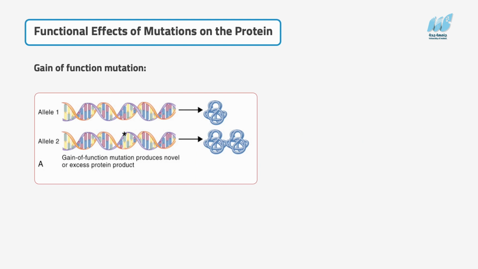Now we will talk about the functional effect of mutation on the protein level. It's useful to think of mutations in terms of their effect on the protein product. Broadly speaking, mutations can produce either a gain of function, a loss of function, or a dominant negative effect. Gain of function, as we see in the picture, results in a novel protein product, or it can also result in overexpression or inappropriate expression in the wrong tissue or wrong stage during development.